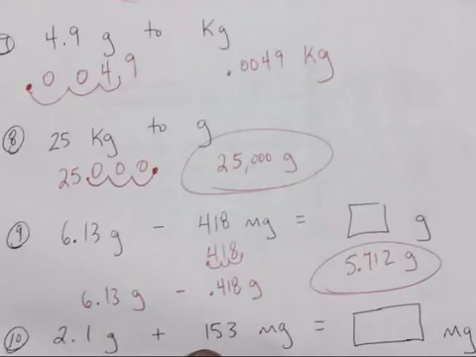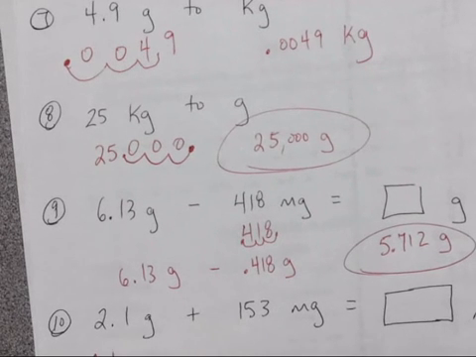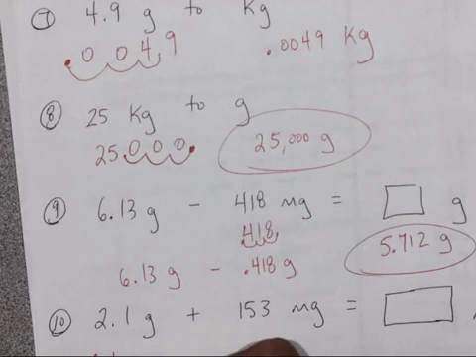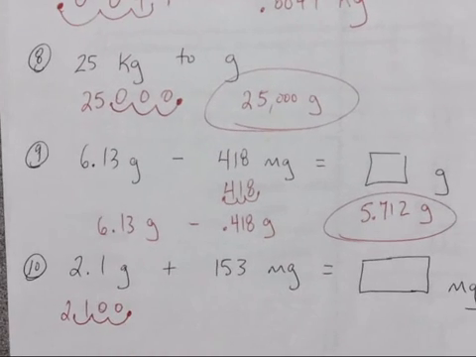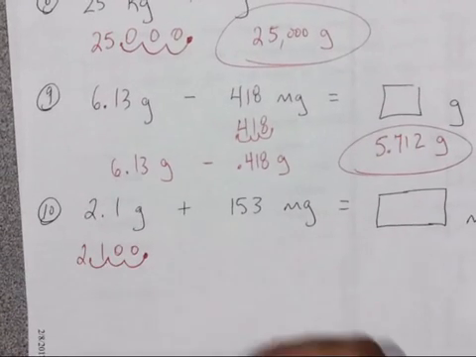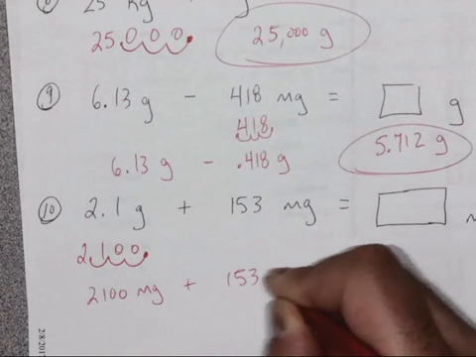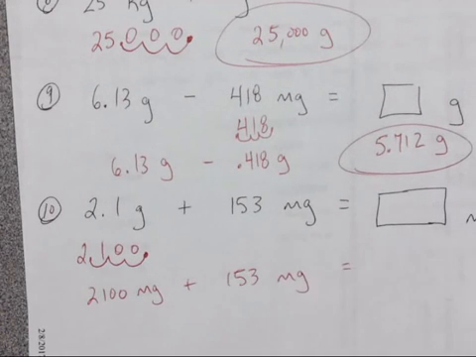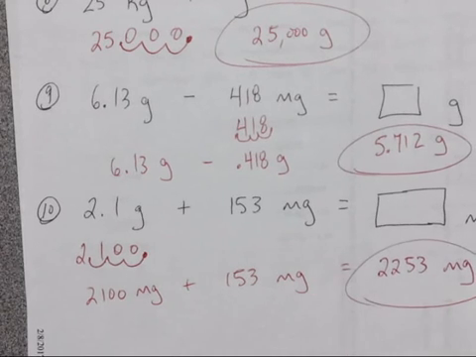Okay, so move the decimal to the right 3 times. 1, 2, 3. Put zeros in between. So 2.1 grams is equivalent to 2,100 milligrams. And then we can add those two together to get 2,253 milligrams.